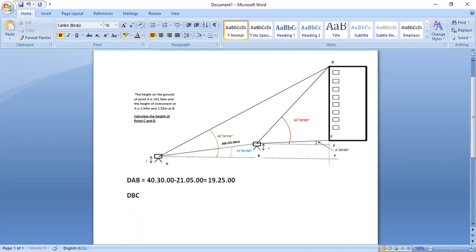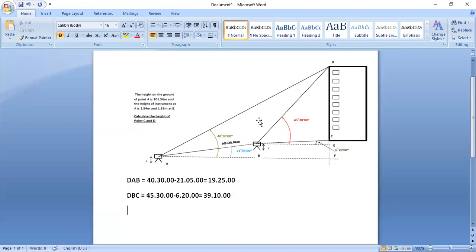Calculate DBC, which equals 45.30.00 minus the 6.20.00, which is this one over here, minus that one to get this one here inside, which will give us 39.0.00.